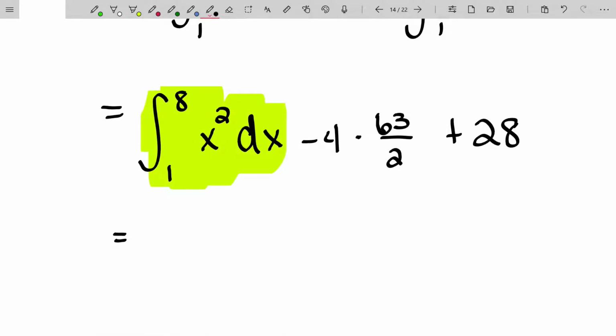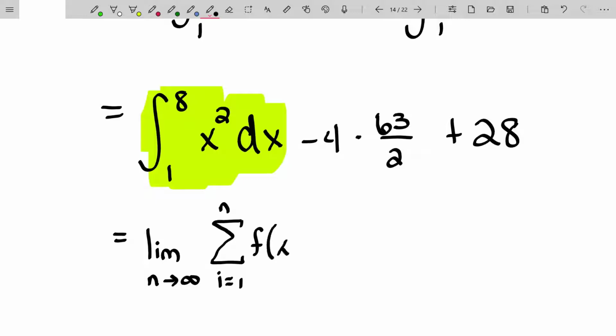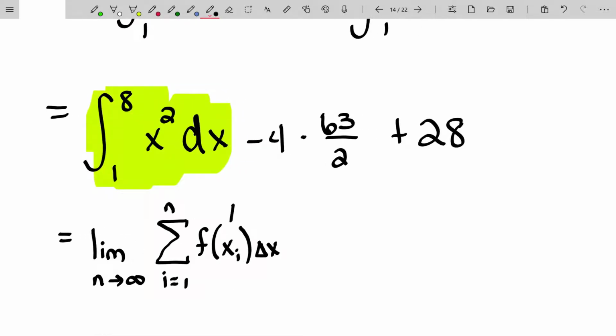So I'll trade that out for the limit as n goes to infinity of the summation i equals 1 to n. And then I'm going to use the right endpoint rule, f of x sub i delta x. Okay, so right endpoint means that I'm using x sub i. Left endpoint would be x sub i minus 1. The rest of this stuff, I'm just going to go ahead. 2 goes into 4 twice. 2 times 63 is 126, so minus 126 plus 28.